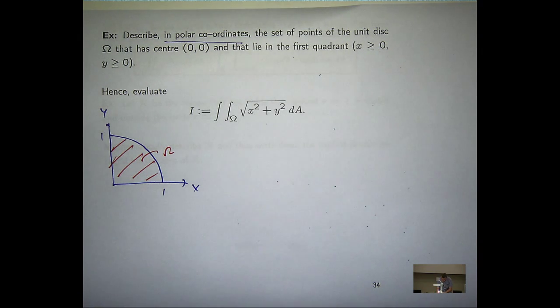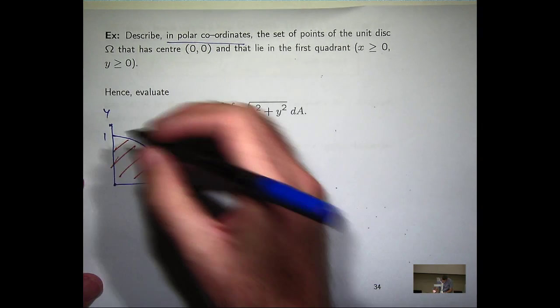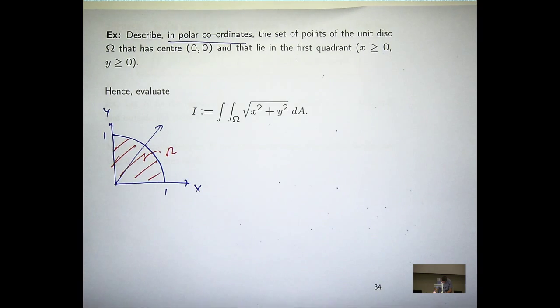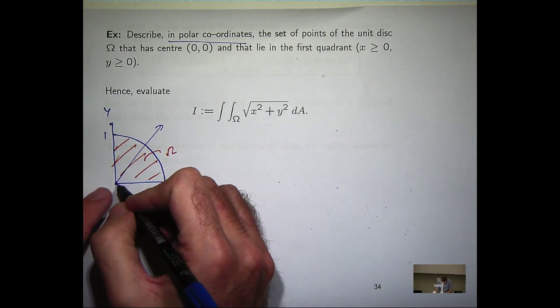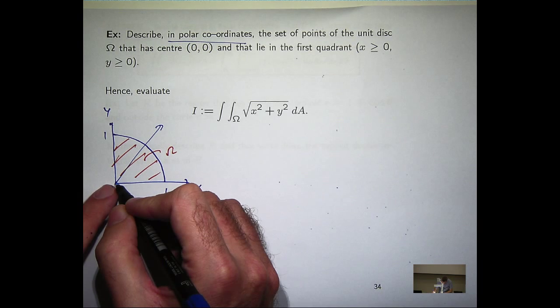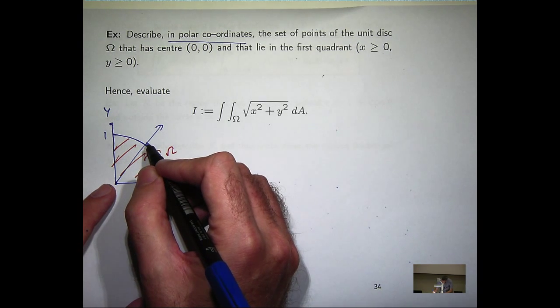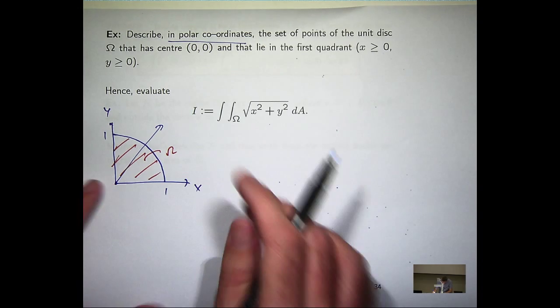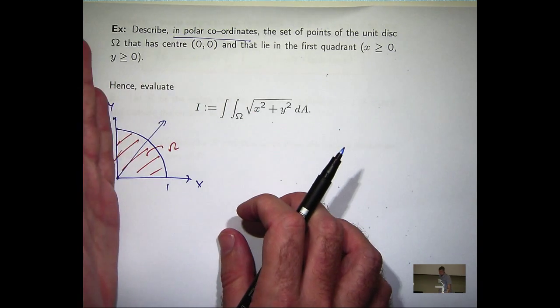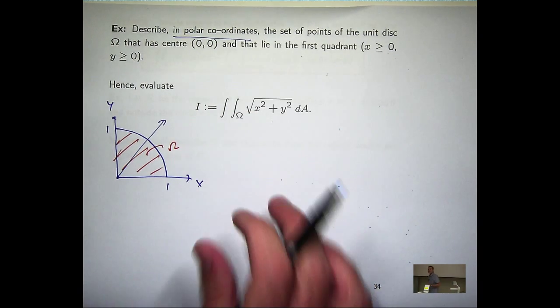So let's describe it. How do you describe these things in terms of polar coordinates? Well, in the previous lectures I was drawing vertical lines and horizontal lines, and I was looking at where those lines entered the region and where they left the region. With polars, start at the origin and draw a line going outward. Where does this line enter our region? It enters it at r equals 0, and it exits at r equals 1. Now, how much of a rotation do I need to cover my area? Between 0 and pi on 2.